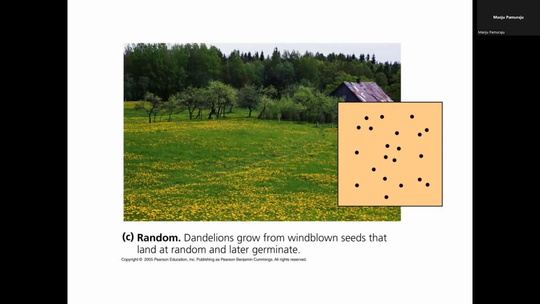So there are three types of distribution. The first is clumped distribution, the second is uniform distribution, and the third is random. Clumped distribution is the common method, whereas random is less common.